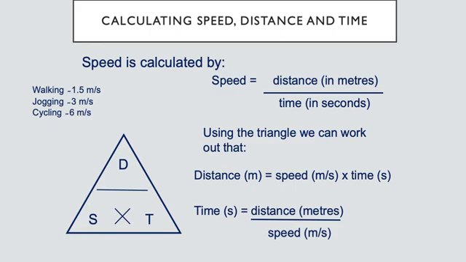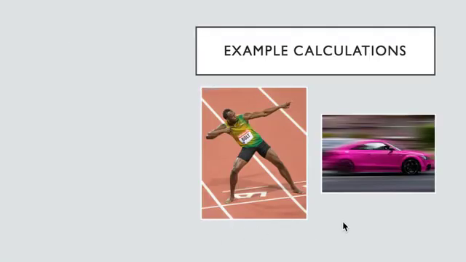So if you are asked how far somebody has gone if they went for a walk and walked for 10 seconds, then you'd know that every second they're going 1.5 meters. So 1.5 times 10, they would go 15 meters in 10 seconds. It's quite important to remember those estimates of how fast things go.